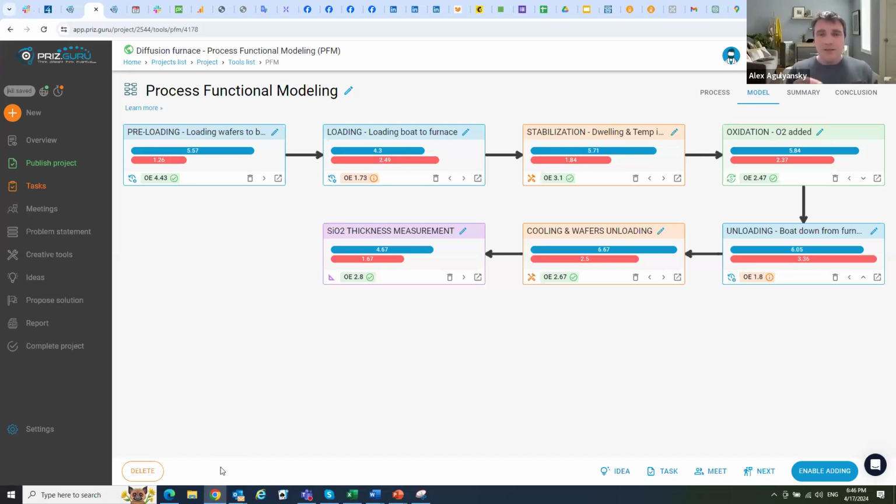But think about it this way. Since we can model each and every one of these changes in every one of these operations, we can pretty much simulate how effective that change is, how much gain we're getting from a particular change, without investing a single dime into implementing it, right? I don't know, Anatoly, if you have one of these operations with a few versions of functional models.